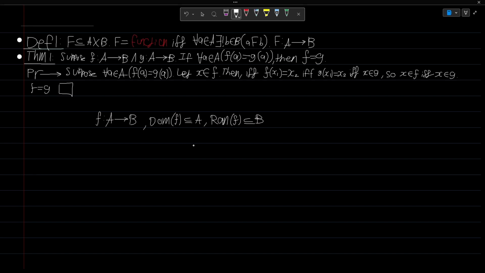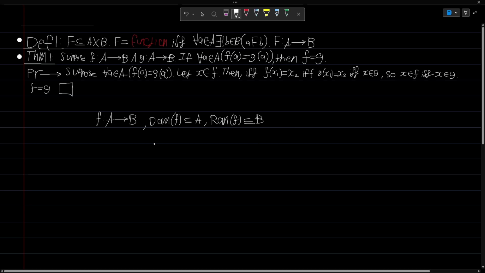Since a function is just a special kind of relation, we can use the properties of relations that I've gone over in previous videos in relation to functions too. So for example, if we suppose that f is a function from A to B, then it makes sense to talk about its domain, which is a subset of A, and its range, which is a subset of B.